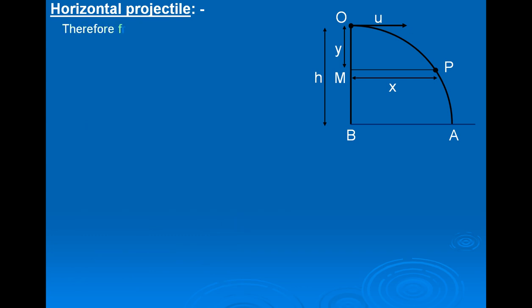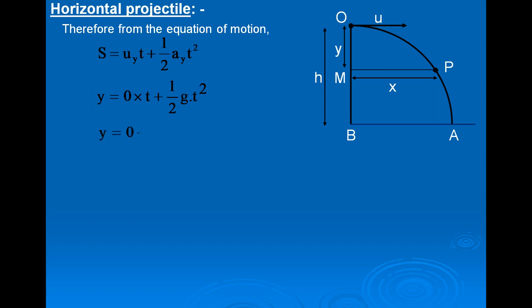Therefore, from the equation of motion, s is equal to uyt plus half ayt square. Putting the values, we get y is equal to 0 into t plus half gt square. Again 0 into something is 0. Therefore, y is equal to half gt square. Call this equation number 2.